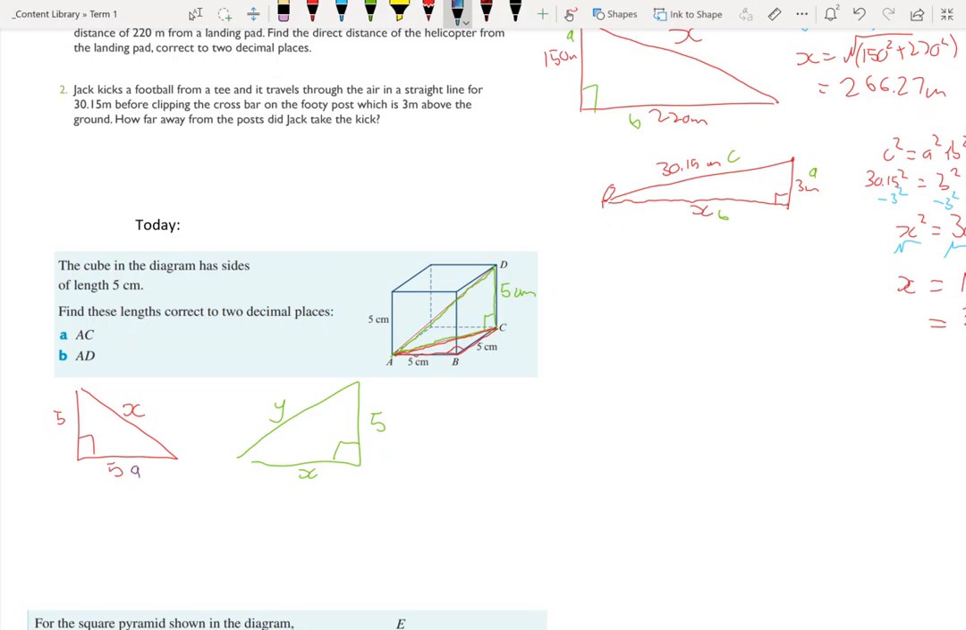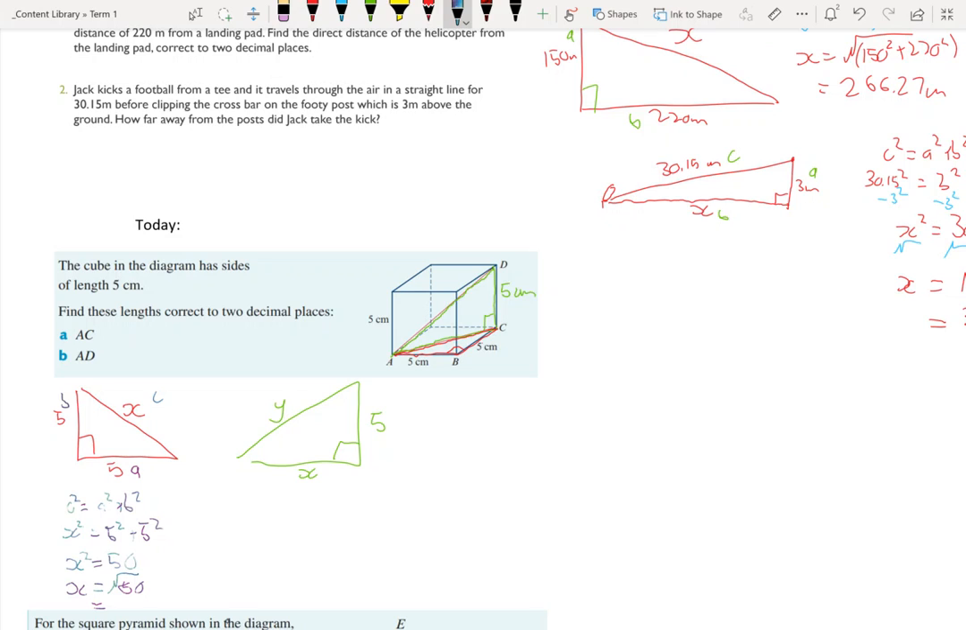So we've got side A, B, and C. C squared equals A squared plus B squared. Maybe Galaxy Pen's a poor idea. Oh, I'm committed now. X squared equals 5 squared plus 5 squared. Now I happen to know 5 squared is 25. 25 plus 25 is 50. X squared equals 50, which means X equals the square root of 50, which is some number.